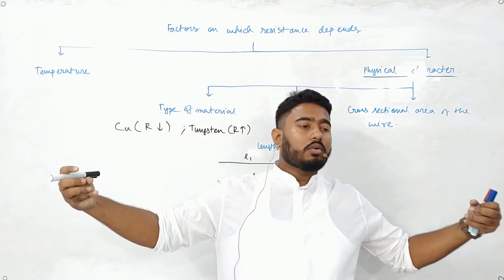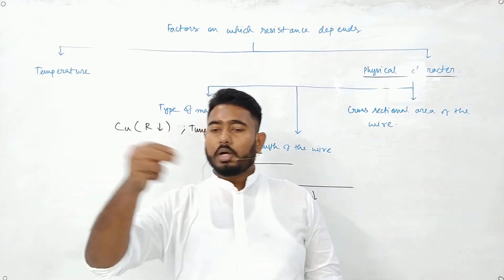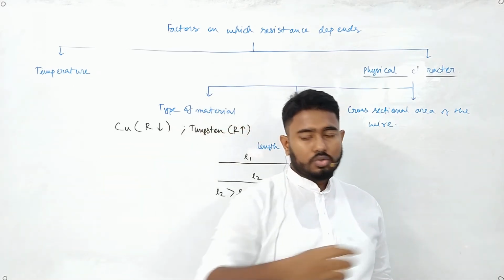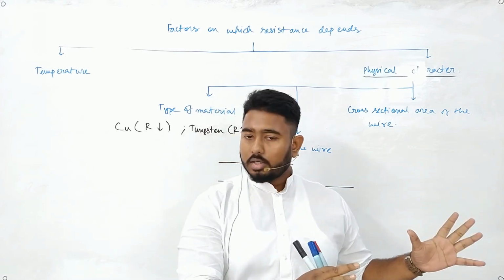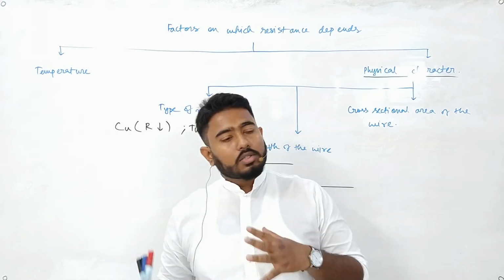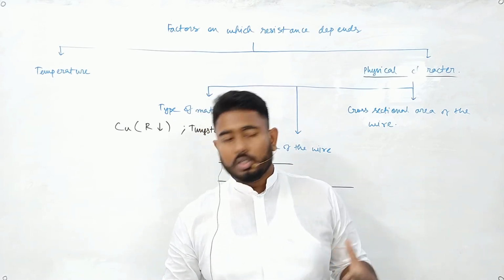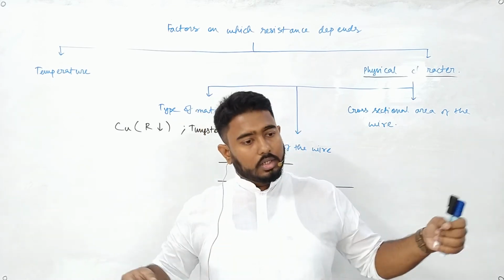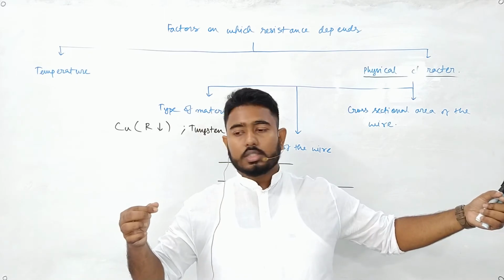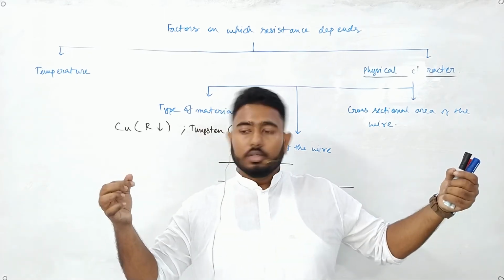The longer the length of a conductor, the more length the electron has to pass through, right? So it has to face more hurdles. If it has to face more hurdles, will the resistance be less or more? It will be more. Okay, so the longer the length, the more the resistance.